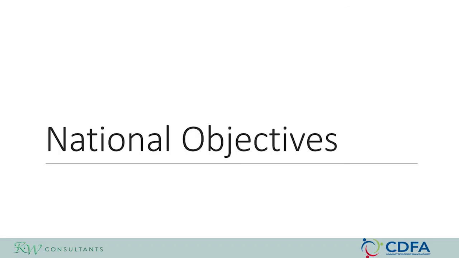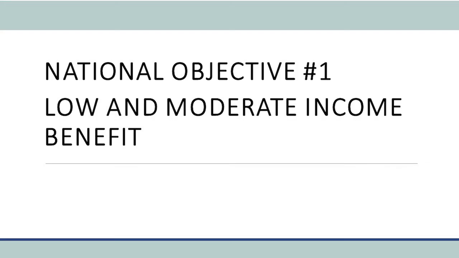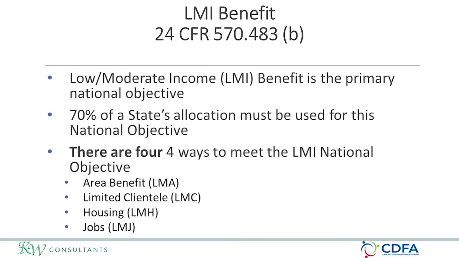So let's get started with national objectives. There are 3 national objectives in the CDBG program: low to moderate income benefit, slum and blight, and urgent need. The first national objective is low to moderate income benefit, and you can meet it in 4 ways: area benefit, limited clientele, housing, and jobs. You'll often hear these referred to as LMA, LMC, LMH, and LMJ.